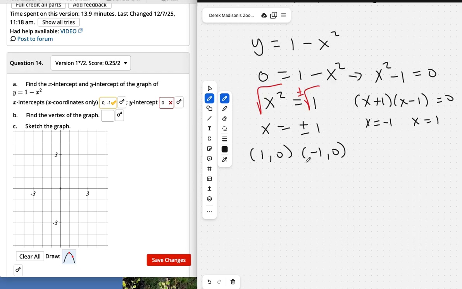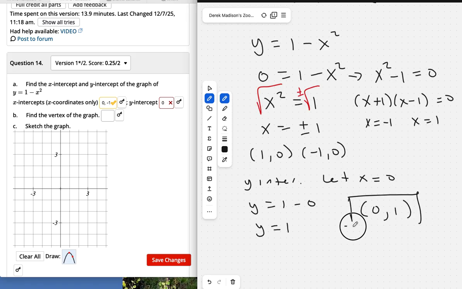For the y-intercept, if we let x equals 0, we let x equals 0, and then that would give us y equals 1 minus 0, and that would be y equals 1. So when x was 0, y was 1. So that is our y-intercept.